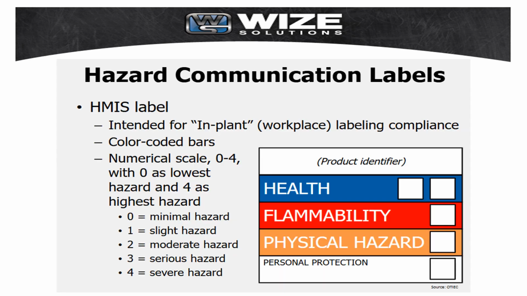The Hazardous Materials Information System was developed by the American Coatings Association to support in-plant labeling compliance with the Hazard Communication Standard. The top space is used to identify the product, and the 4 color-coded bars indicate different hazards. A rating scale of 0 to 4 indicates the severity of the hazards, with 0 being a minimal hazard and 4 being a severe hazard. Letter codes or icons indicate what personal protective equipment should be used.